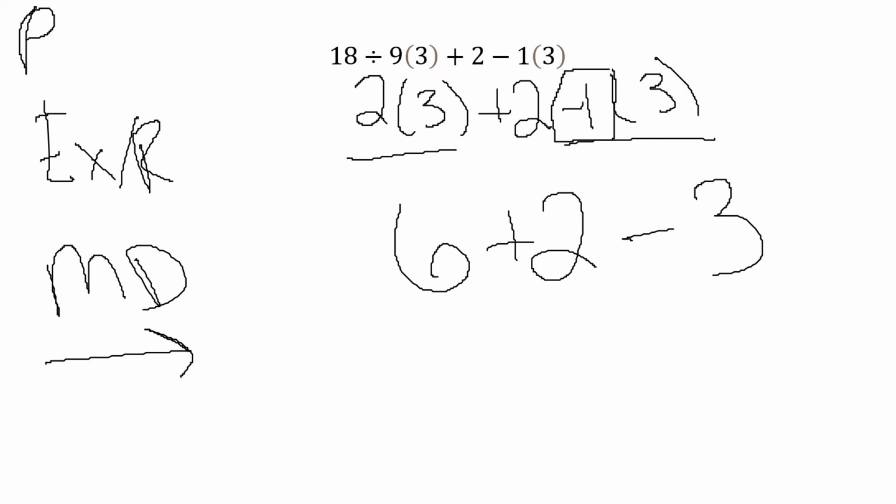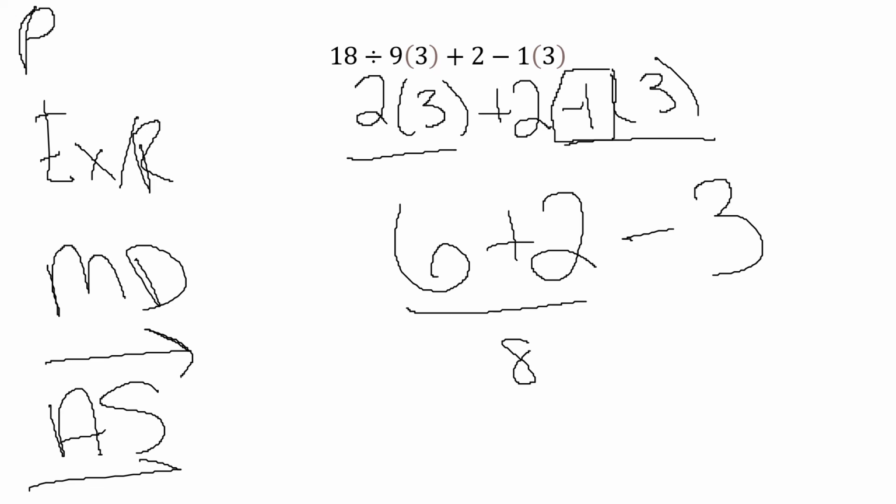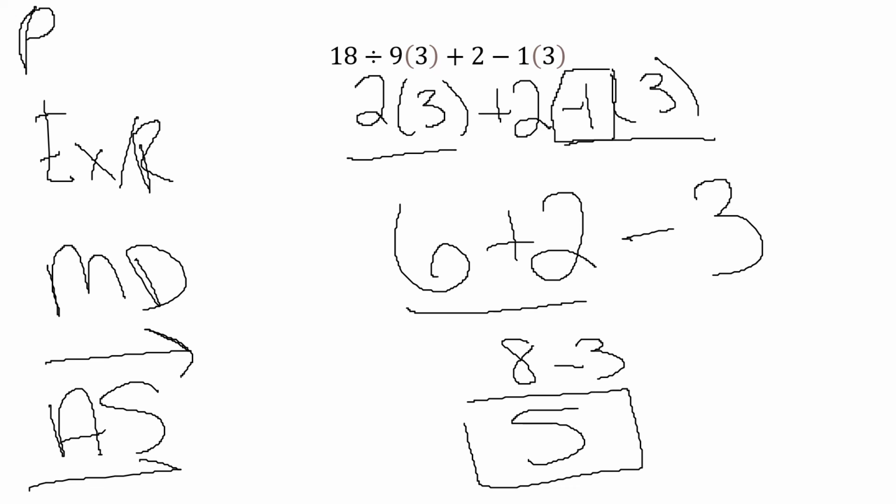Multiplication and division is all done. So now I'm going to add and subtract together from left to right, whatever comes first. 6 plus 2 is 8. 8 minus 3 is 5. Let's look at another one.